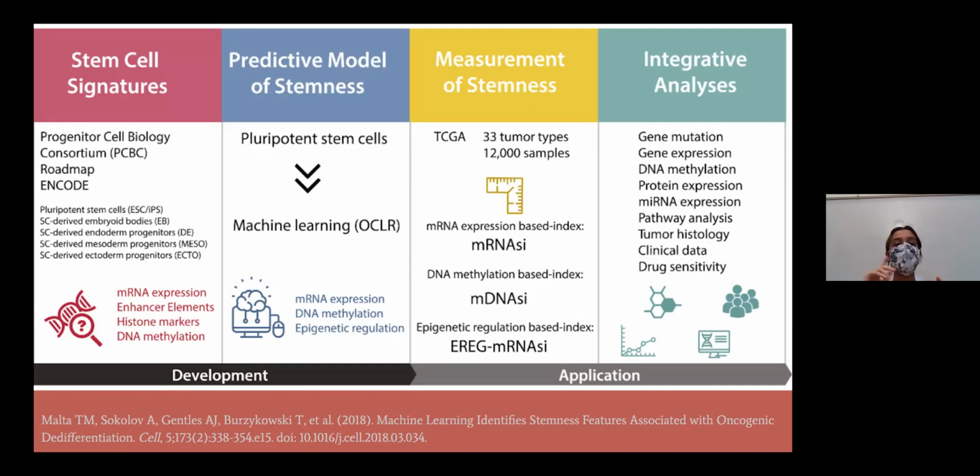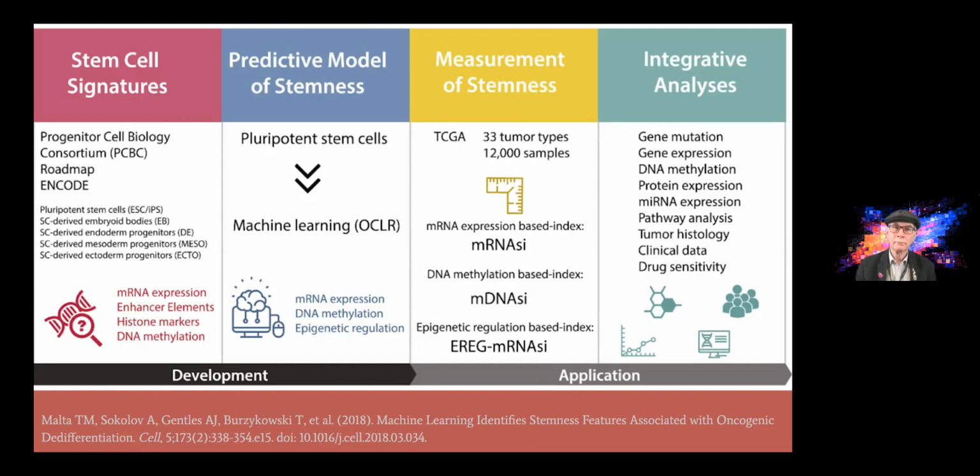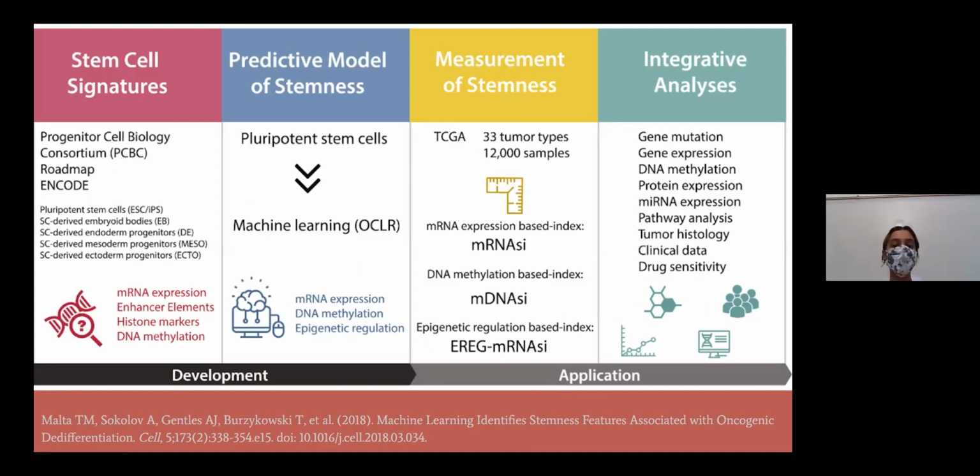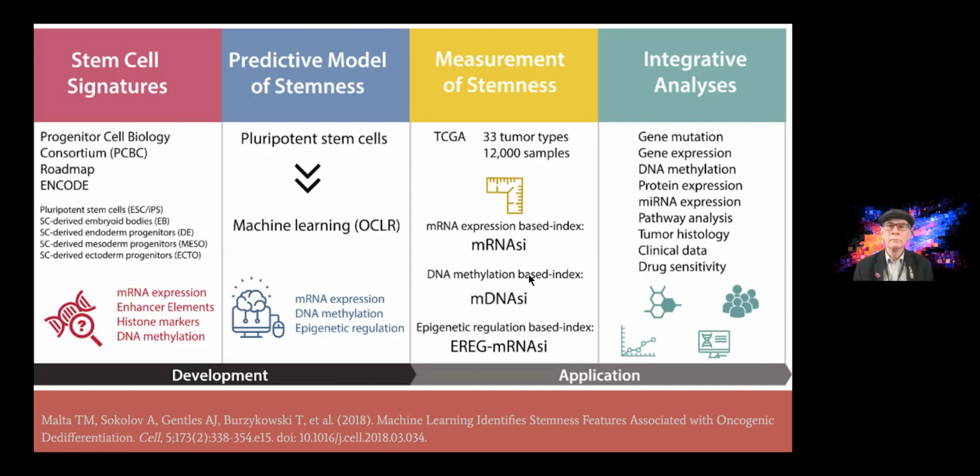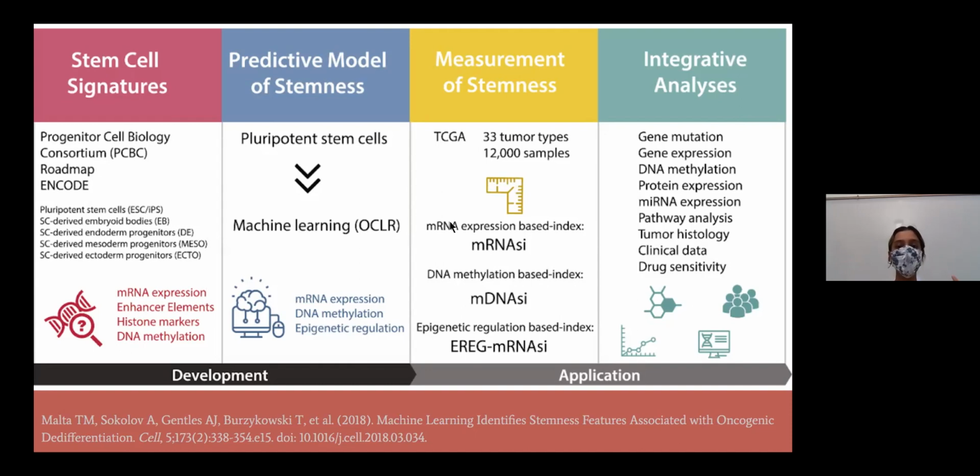And they gave it mRNA and epigenetic data. From this, it was able to identify different markers of stemness in the cells. The output that they got from the algorithm was two indices that can score cells on their stem-like character. The first is using mRNA data, and the second is using epigenetic data.